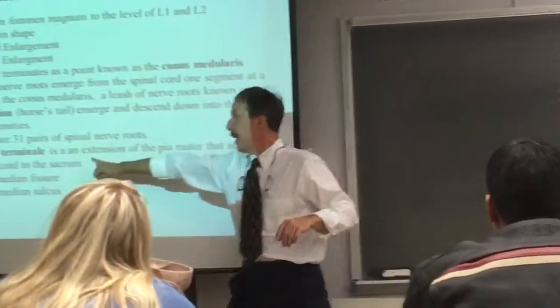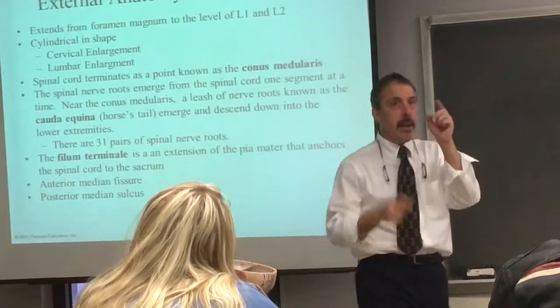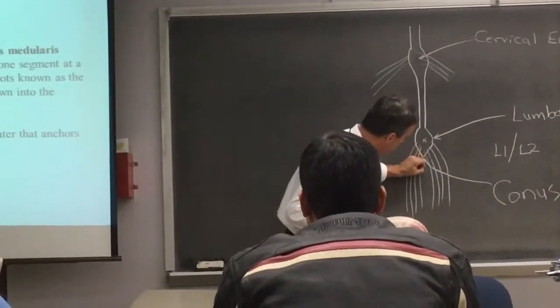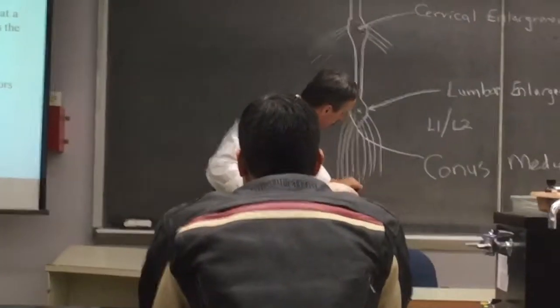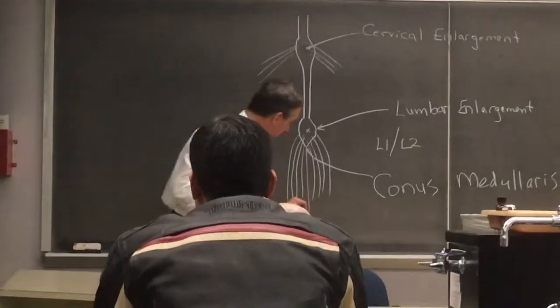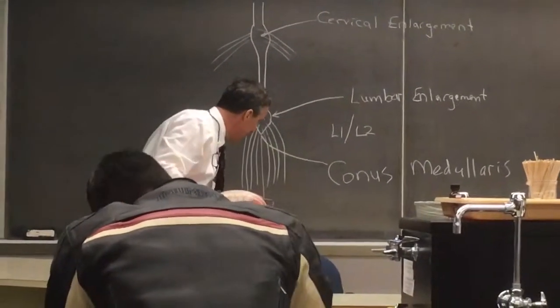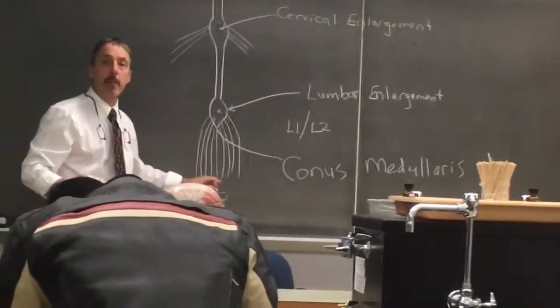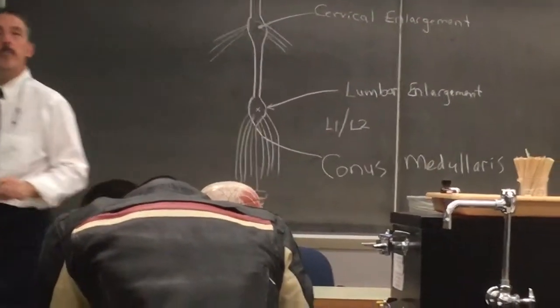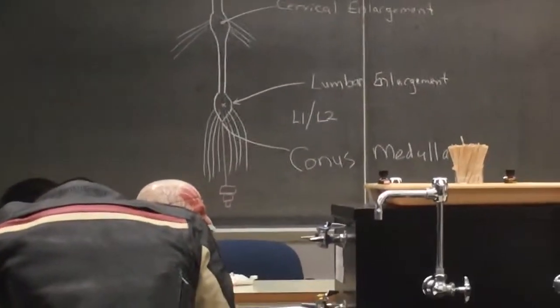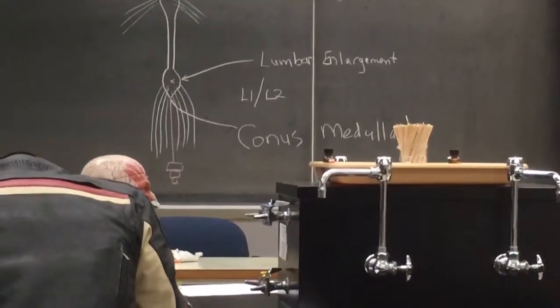This last structure over here, extending down from the conus medullaris, I'm going to draw it in pink. There's like a ligament, like a rope, that goes down through the sacrum and attaches to the coccyx. So this is my representation of the coccyx, the little tailbone. This ligament is called the filum terminale. Filum terminale. It holds the spinal cord down. It stabilizes the spinal cord.